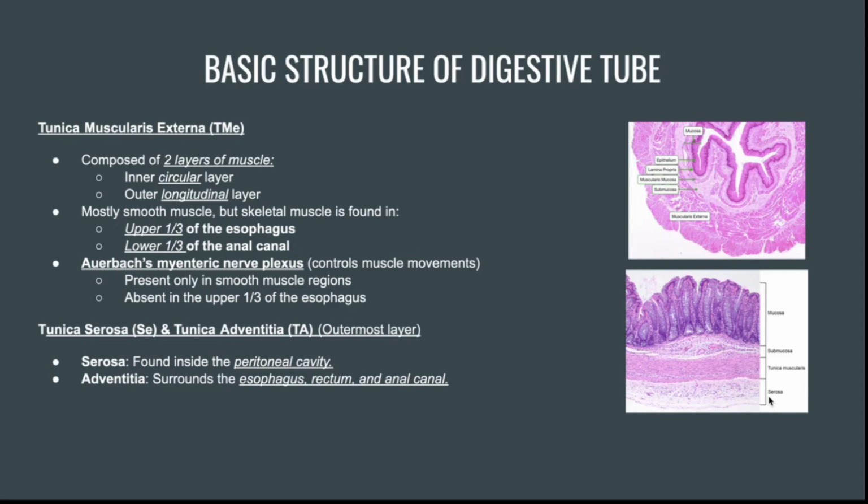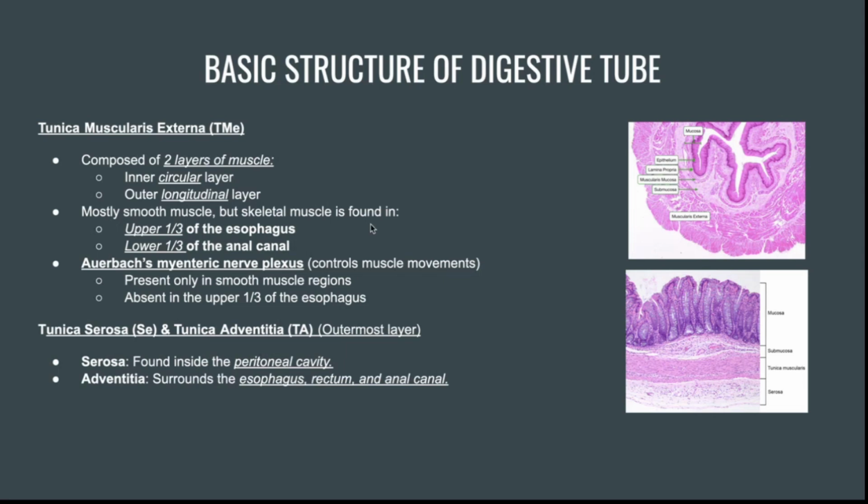So, moving on to the tunica muscularis externa, it is made up of two layers of muscle. One is the inner circular layer, and the other is the outer longitudinal layer. It is mostly made up of smooth muscle, and between these two layers, you will find Auerbach's myenteric plexus, which controls the muscle movements.